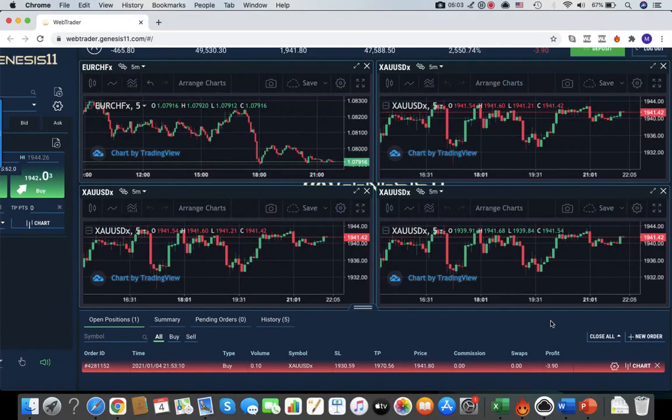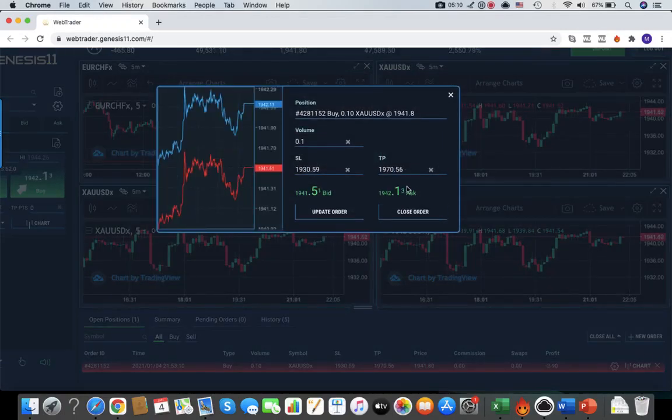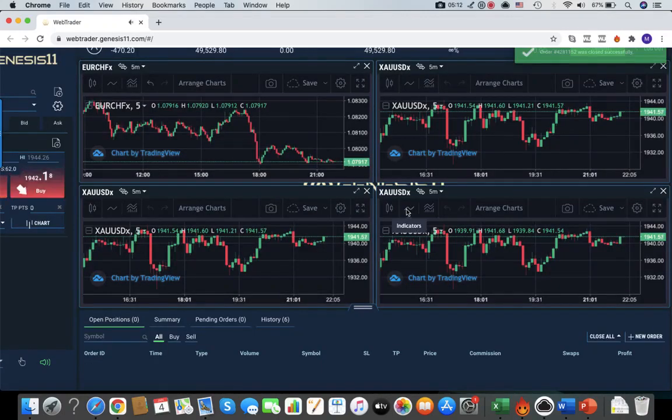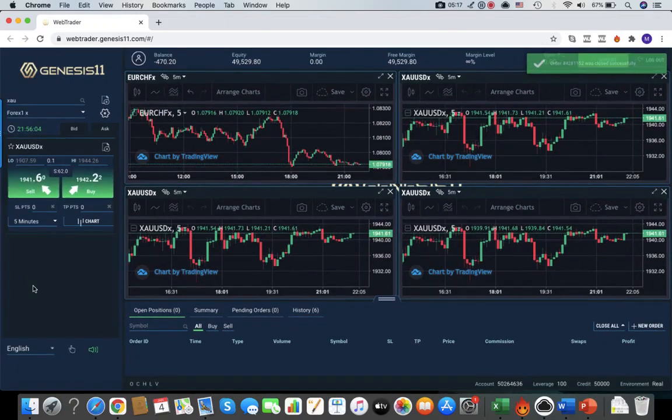If you want to exit the trade, so easy to do. You click on the X here on the right side of the screen. Click on that, close order, and there we go. How simple is that? So folks, this is how you open and close a trade on the Genesis 11 platform.